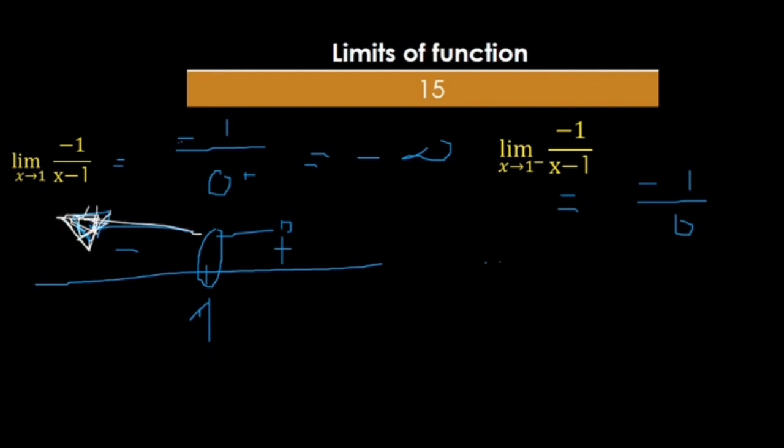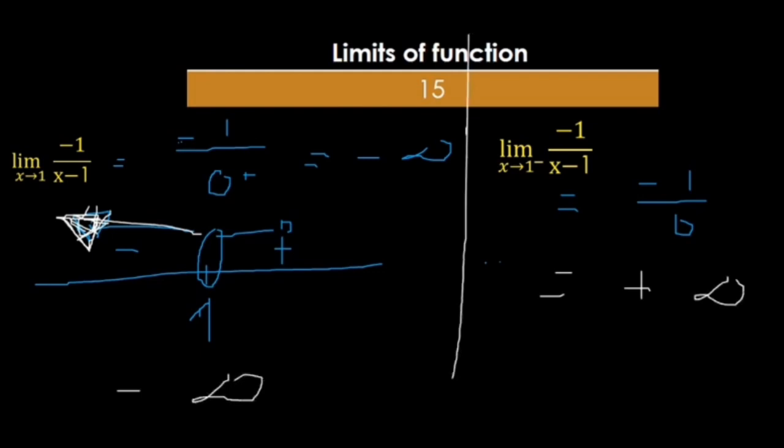The negative part of it will be equals to what? 1 over negative, that is plus infinity. This one is minus infinity. This one is plus infinity. Let's move to the next question.